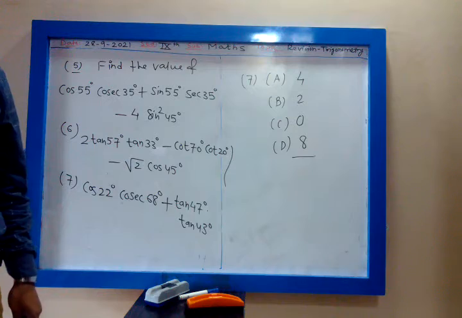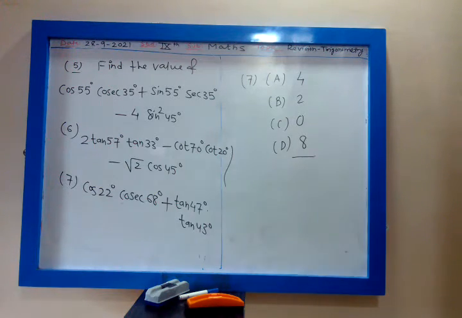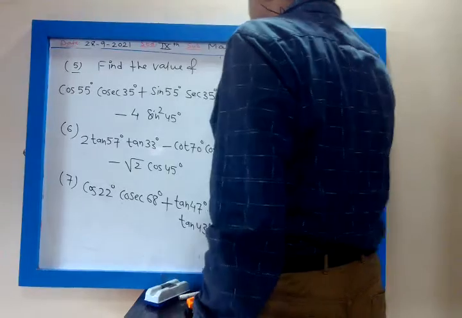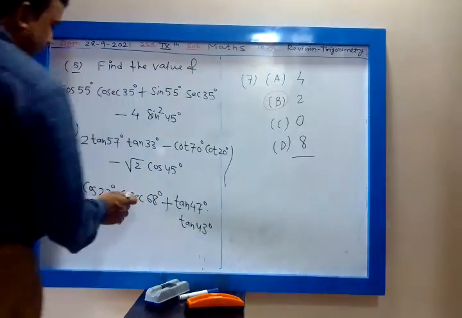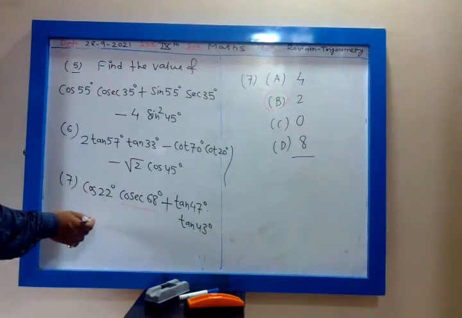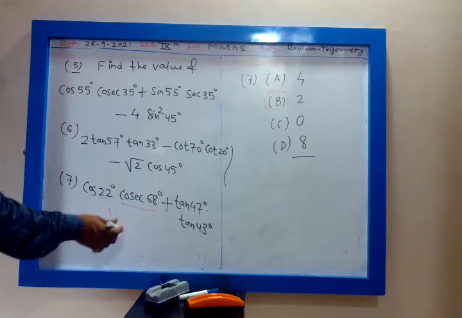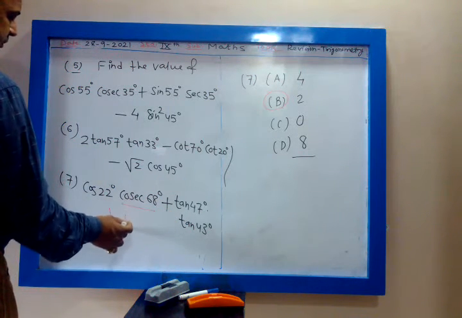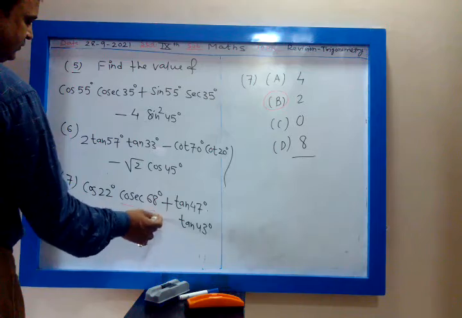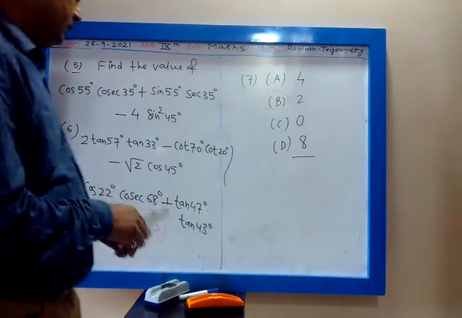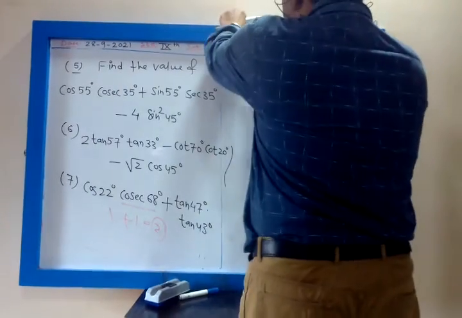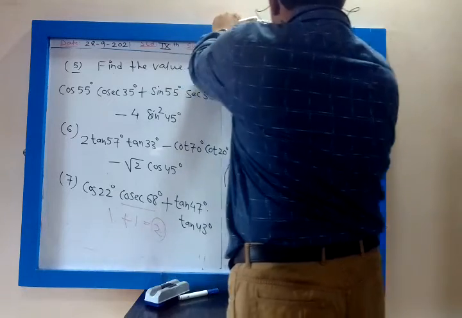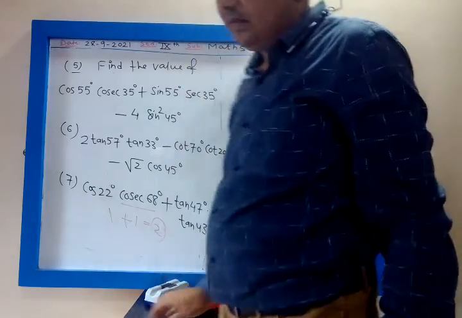Chalo, 5 to 6 students gave the answer B option, that is 2. Here, for cosec you will write 1 upon sine, then cos upon sine complementary angle 1. Then tan you will write 1 upon cot, tan upon cot complementary angle 1. 1 plus 1, answer is 2. So today we will keep the last lecture of division for trigonometry.